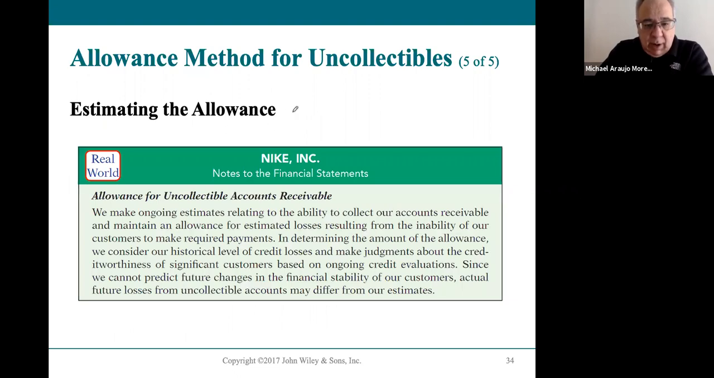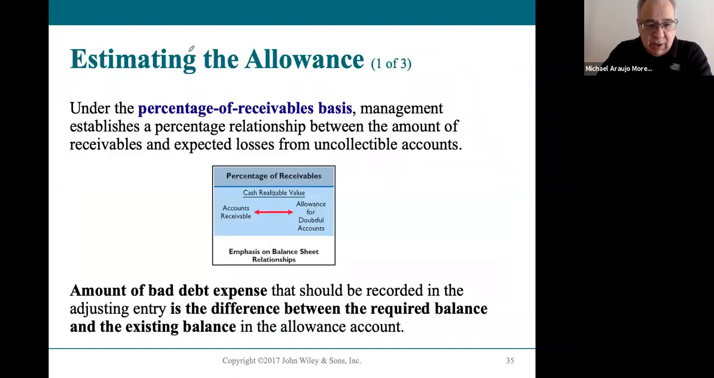So all companies have to explain a little bit about how they value their receivables, and they will use the allowance method, and they'll explain certain things about it in their notes. So how do they estimate how much of their receivables will be bad debt? How do they estimate their allowance? Two ways to do it. The first way is the easiest. They simply take a percentage of their receivables.